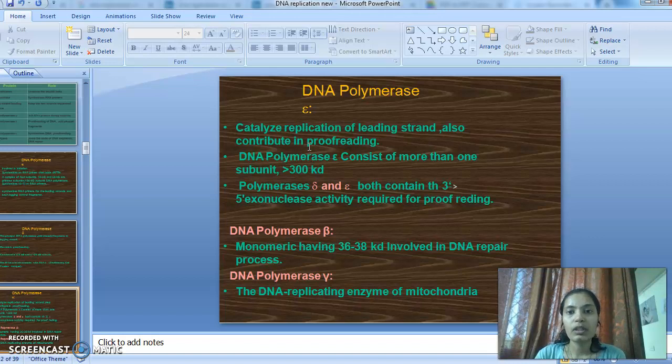Next you have DNA polymerase epsilon, which catalyzes the replication of the leading strand. It also contributes to proofreading. Then you have DNA polymerase beta, which is again involved in DNA repair, and DNA polymerase gamma, which is the replicating enzyme present in the mitochondria.